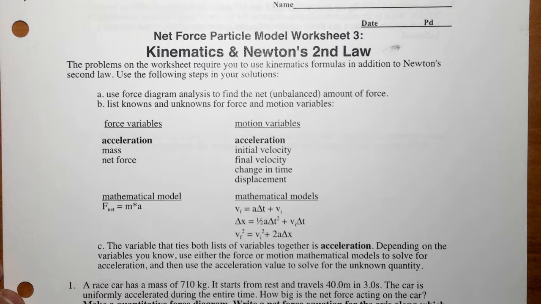Use force diagram analysis to find the net or unbalanced amount of force. List knowns and unknowns for force and motion variables. Force variables: acceleration, mass, net force. Motion variables: acceleration, initial velocity, final velocity, change in time, displacement.